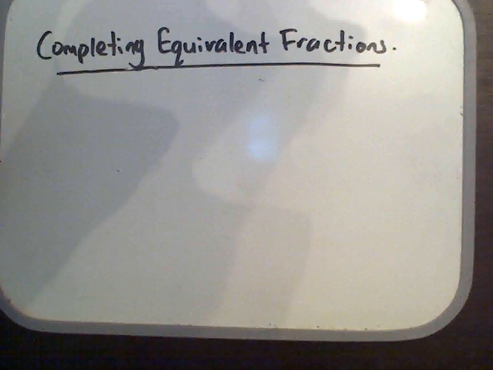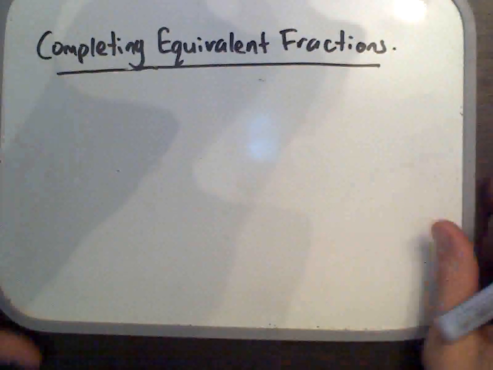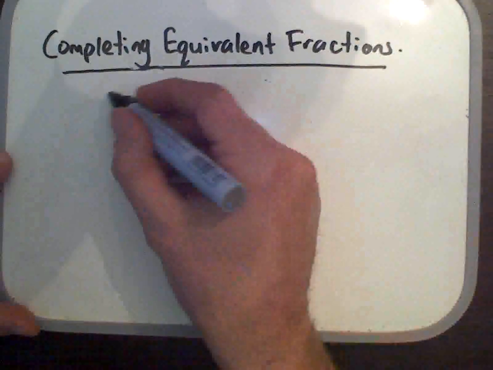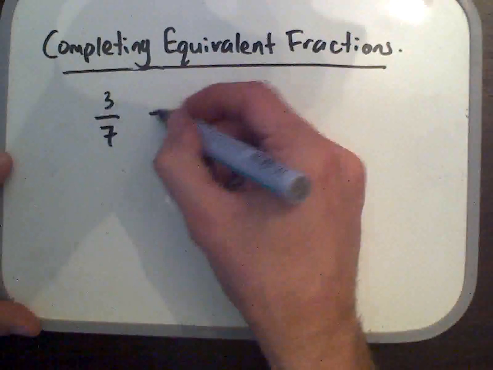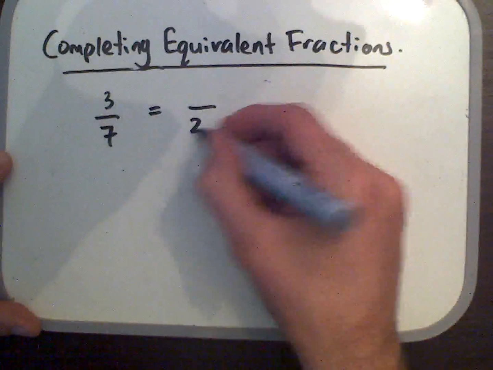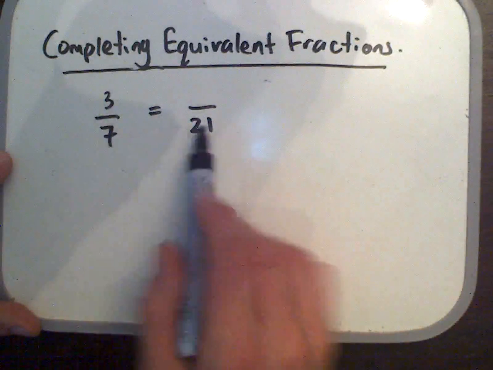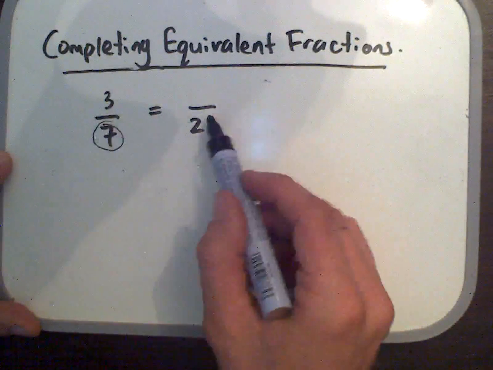And let's look at some equivalent fractions that are a little bit harder. Let's go back and do some of the basic ones first. So let's look at 3 over 7 is equal to something over 21. Again, the link here is between the denominators, or the two values at the bottom. So we've got 7, we've got 21.